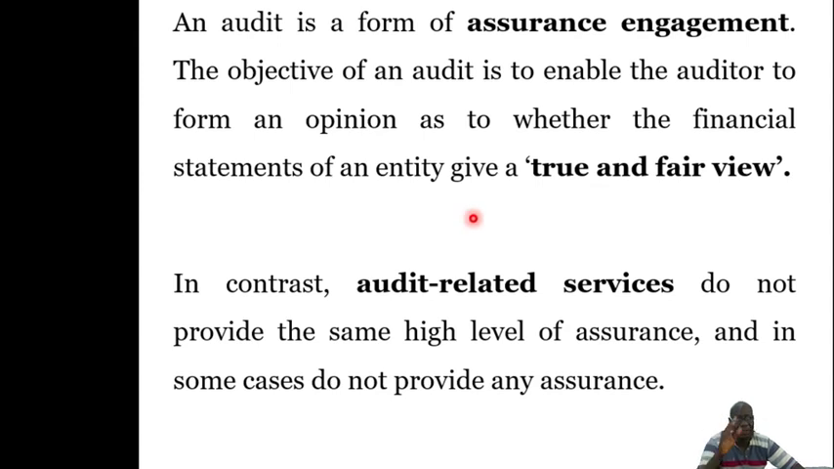In contrast, audit related services do not provide the same high level of assurance, and in some cases do not provide any assurance at all. So we have high level assurance and then low level assurance, which we call limited assurance. Reasonable assurance is an audit where you do a lot of work, so we call it high level assurance, where you say true and fair or not true and fair because of the quantum of work you have done. But audit related services do not provide high level assurance. We also call it limited assurance.